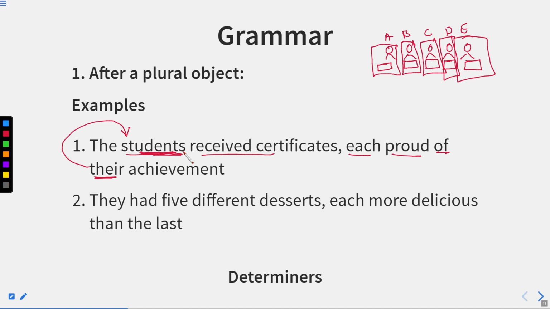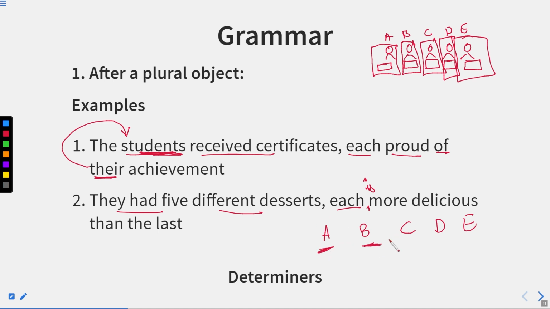They had 5 different desserts. Each is more delicious than the last. It means each is more delicious. It means they had 5 different desserts. Okay, there are 5 different desserts. Each is more delicious than the last. It means if I talk about this, suppose this is A, this is B, this is C, this is D, and this is E. If this one is delicious, it is more delicious than the last.